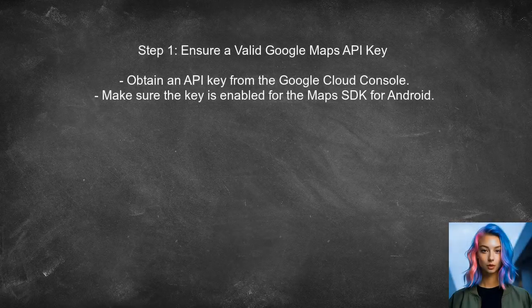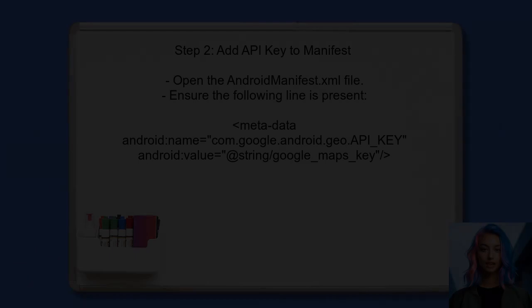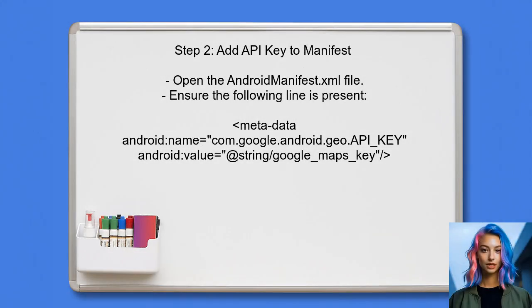To begin resolving the issue with the Google Map not displaying, the user should first ensure that they have a valid Google Maps API key. This key is essential for accessing Google Maps services. Next, the user needs to check that the API key is correctly added to the Android manifest file. This is crucial for the app to authenticate with Google Maps services.